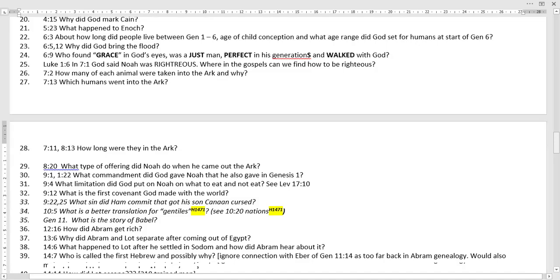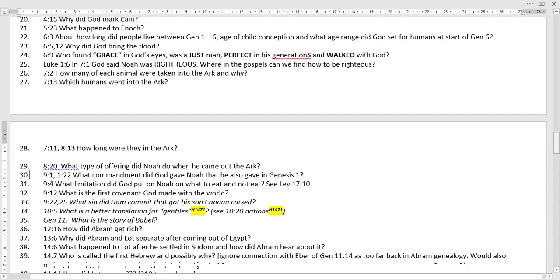Question 29. What type of offering did Noah do when he came out of the ark? We see the answer to this in chapter 8, verse 20. It reads, and Noah built an altar unto the Lord and took every clean beast and of every clean fowl and offered burnt offerings on the altar. And we're going to see Abraham doing the same thing. We're going to see the same in Leviticus chapter 4, verse 11, I think. Yes, burnt offerings. So the same way Cain and Abel did first fruits, we've now seen another example of God's law existing before Israel with burnt offerings.